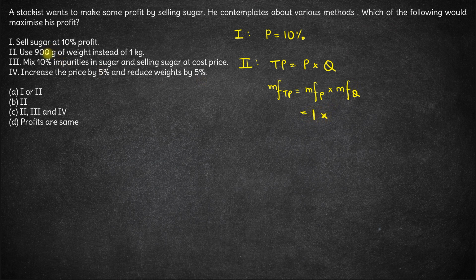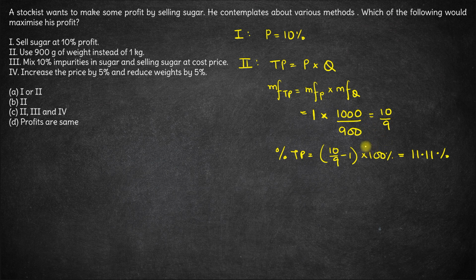For quantity, he uses 900 gram instead of a kg. So when a customer comes to buy 1000 grams, he gives him only 900 grams. So a 900 gram quantity is being sold as 1000 grams. So the multiplication factor is final quantity, 1000 grams, upon initial quantity, 900 grams. So the overall multiplication factor comes out to be 10 by 9. Hence the percentage change in total price is the multiplication factor minus 1, into 100%. And this comes out to be 1 by 9, which is 11.11%. This is the second type, right?